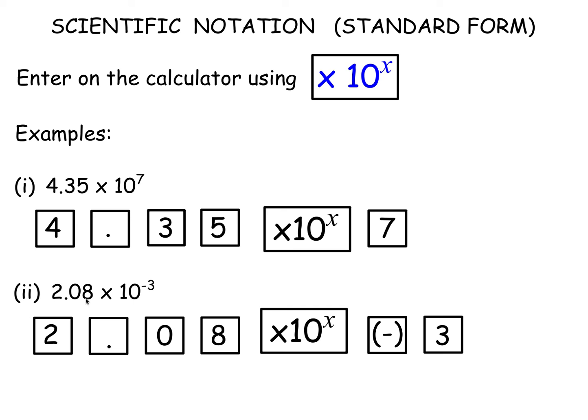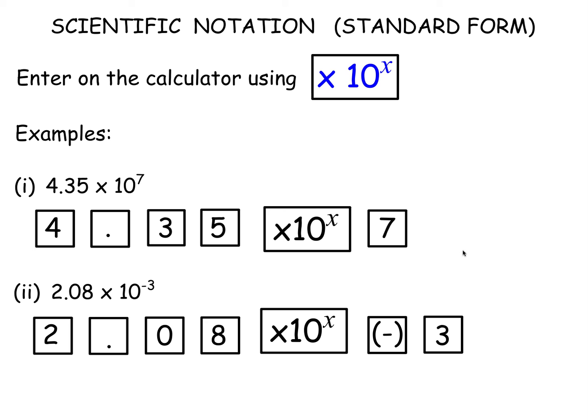If you want to enter 2.08 times 10 to the power negative 3, you enter the 2.08, that times 10 to the power x button, and you have to make sure you press the bracketed minus sign and not the subtract sign. So the bracketed minus sign for the negative and then 3, so it's power negative 3. So that's how to enter these 2 numbers on the calculator.